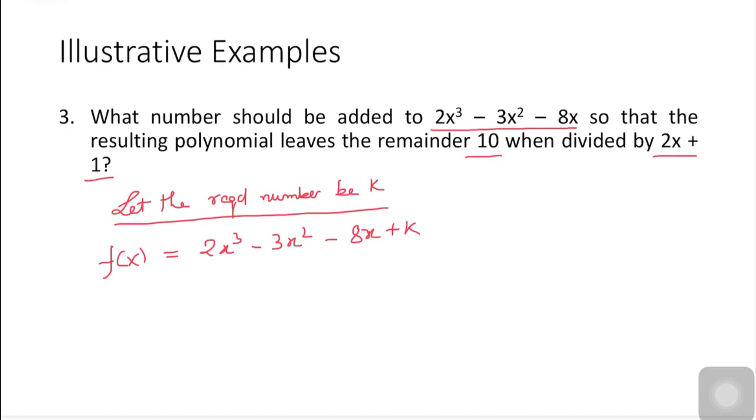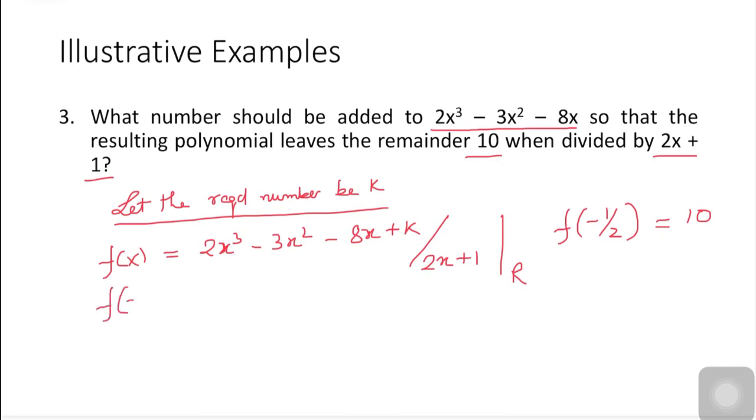So we want to add k to this polynomial such that when we divide it by 2x plus 1, the remainder will be equal to 10. So what do we know? If a polynomial is divided by 2x plus 1, what is the remainder? The remainder will be f of minus b by a. B is 1, a is 2, so f of minus half, and that is given as 10. So from this equation there will be only one unknown, that is k, and we can easily find the value of k. So let's solve it.